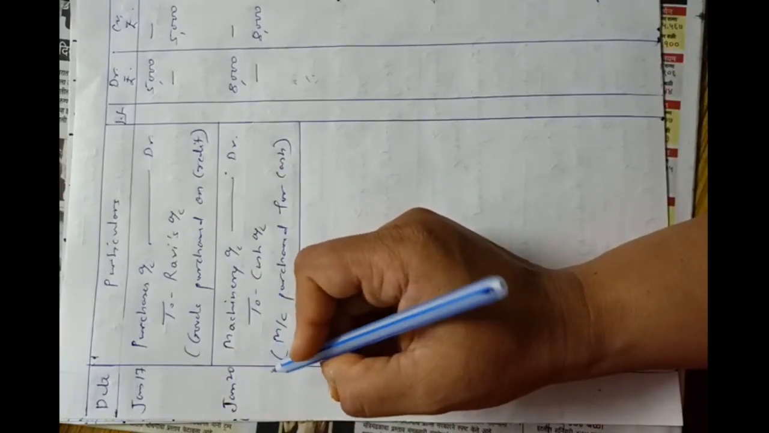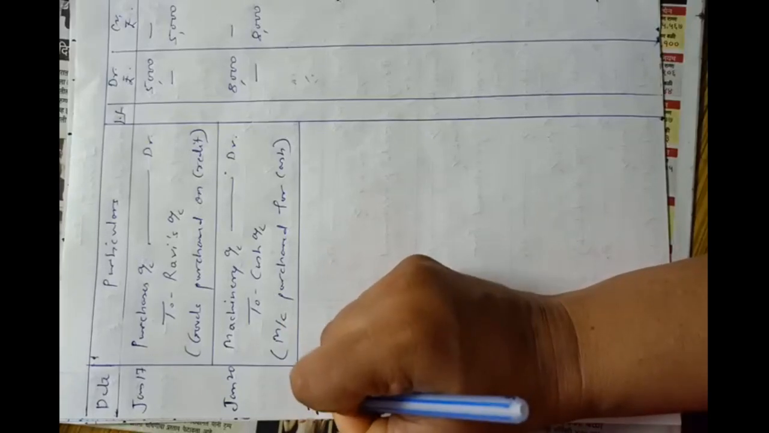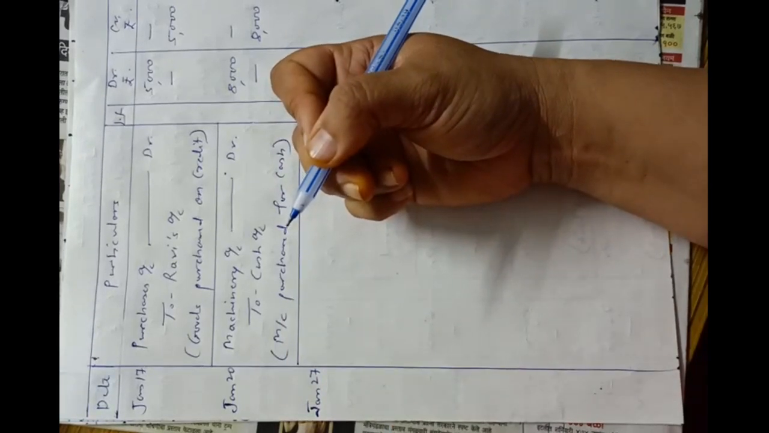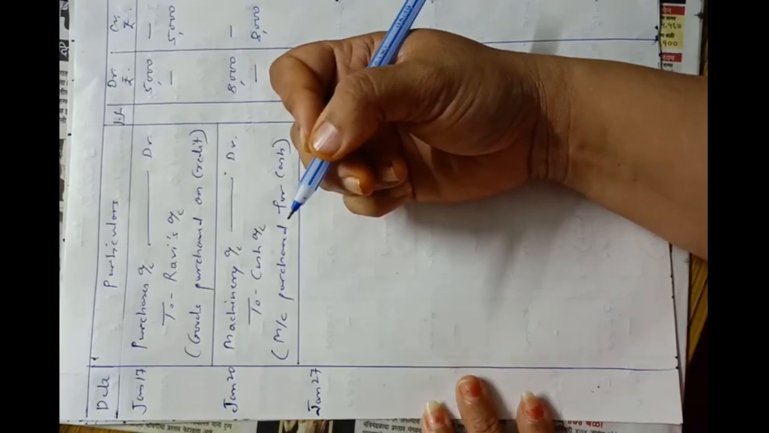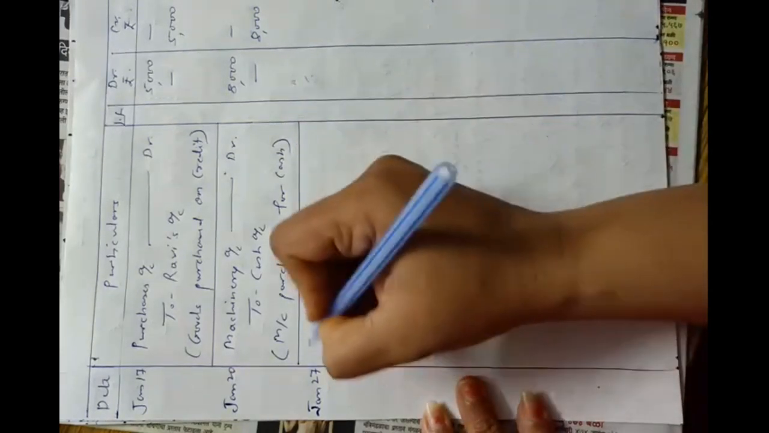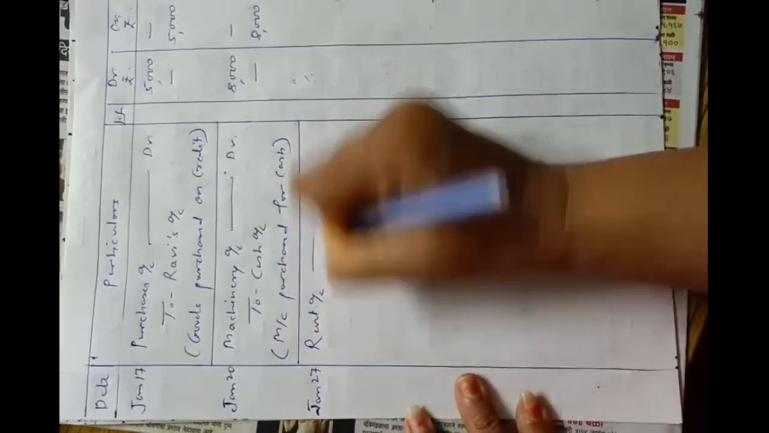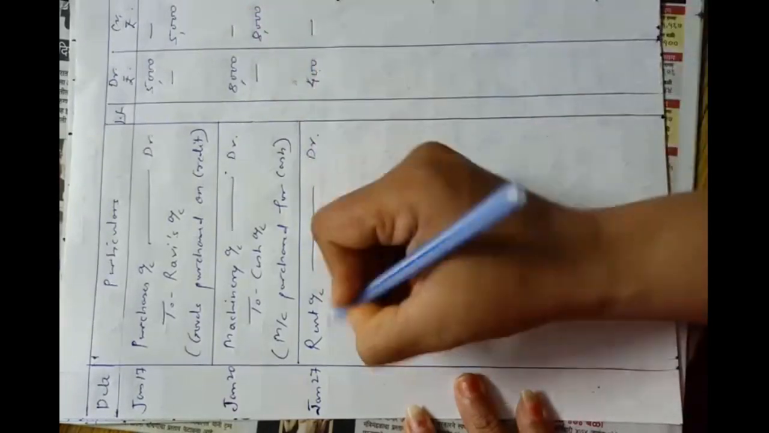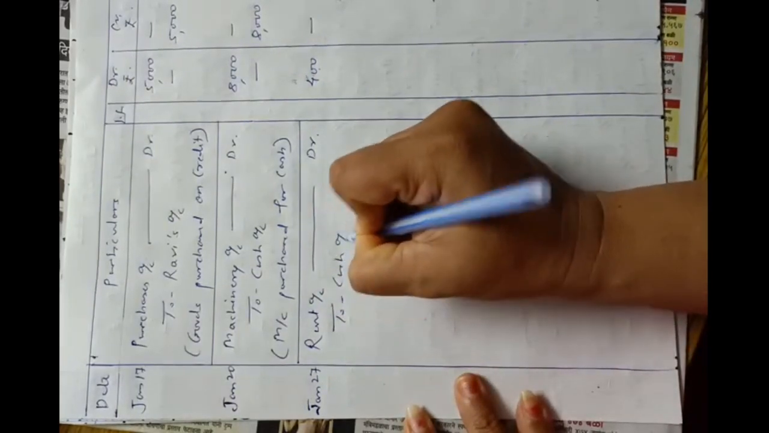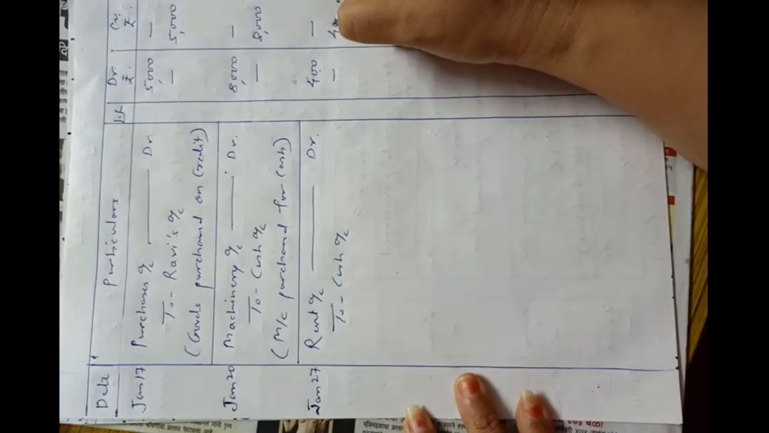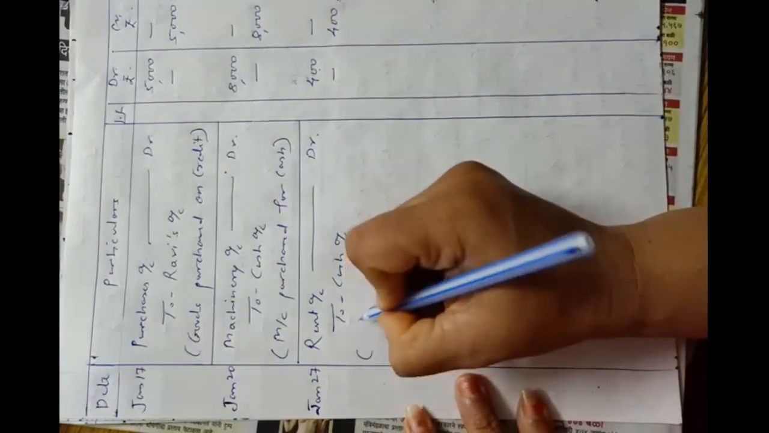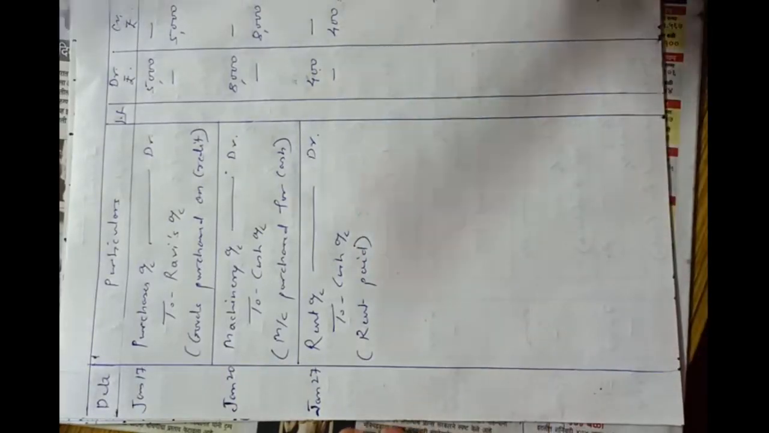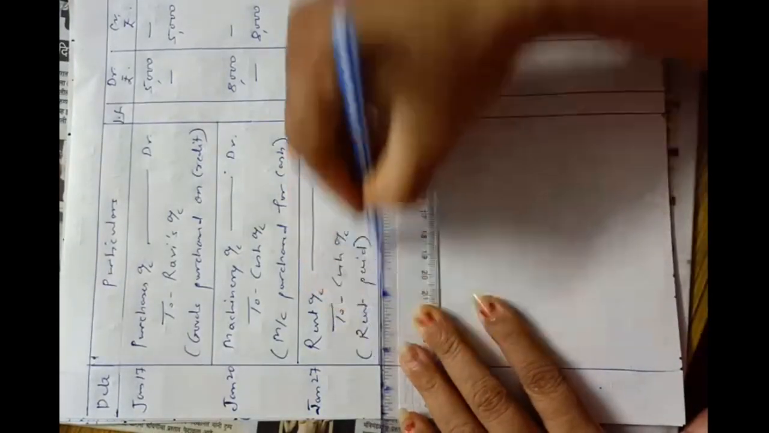And now the last transaction, January 27. The transaction is paid rent rupees 400. So two accounts are involved, rent account and cash account. Rent account will be debited, cash account will be credited. So rent account debit, it will be debited by rupees 400. So in debit column rupees 400 to cash account. Cash account will be credited by rupees 400. So amount will be in credit column. And narration, rent paid. Obviously it will be in cash only.